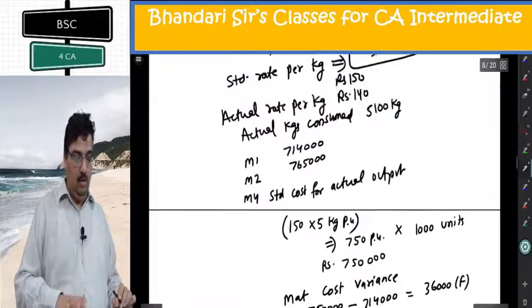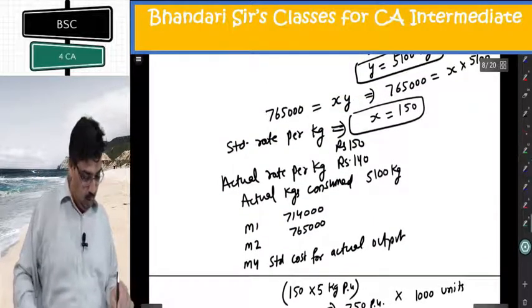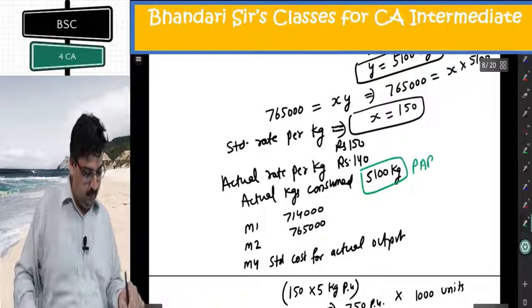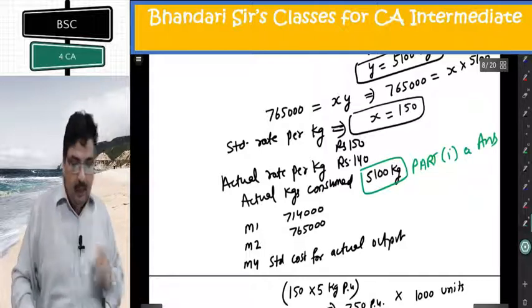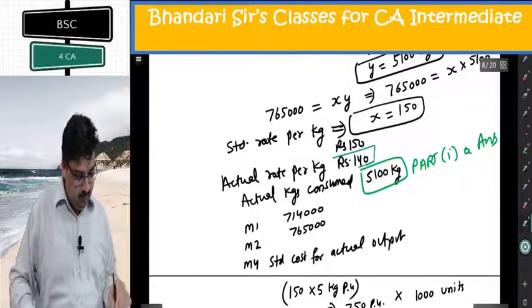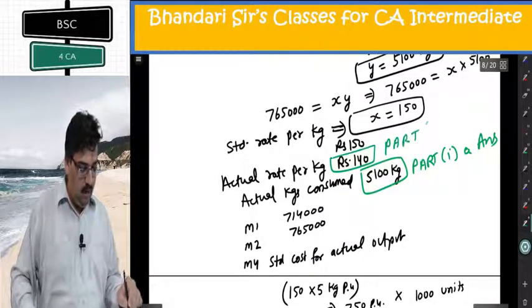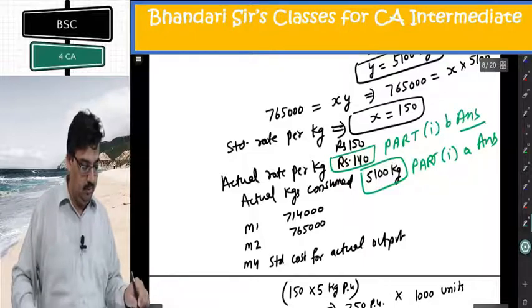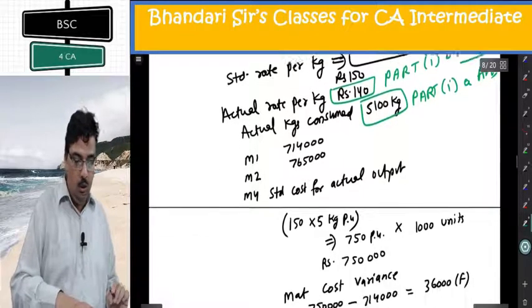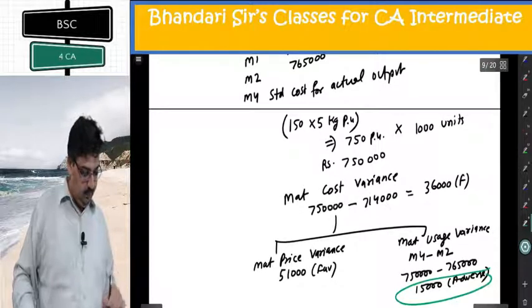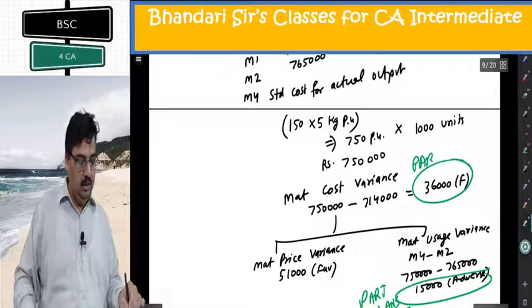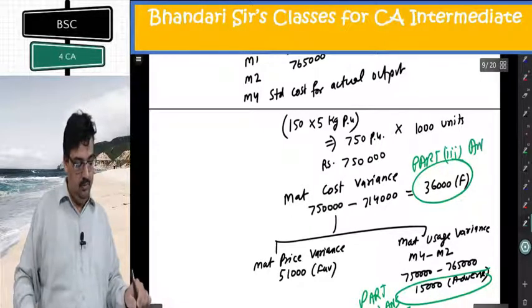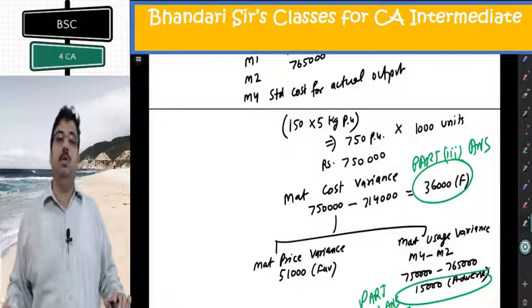Actual quantity and actual price. Actual quantity, part 1A answer. Actual price, part 1B answer. Material usage variance, part 2 answer. Must mark part by part answer to get full marks. And cost variance, part 3 answer. This is complete question C14.